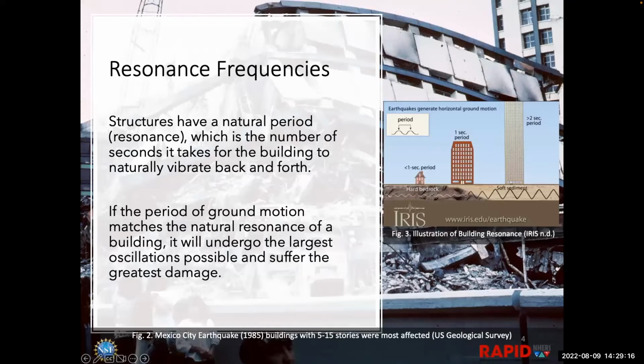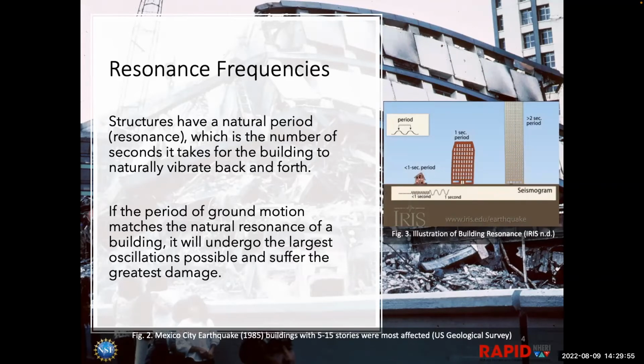It's also important to know that structures have a natural period, which is the number of seconds that they naturally vibrate back and forth, and this is the reciprocal of frequency. If the period of ground motion matches the period of a building, it'll undergo the largest oscillations possible and suffer the greatest damage. An analogy of this is being on a trampoline. If you're with someone else and you're jumping, you'll jump higher if you jump at the same time. So when the site matches the frequency of a building, they'll have greater damage, and this is analogous to resonance. Because of this, it's important to understand the dominant period of the site that you're working on.